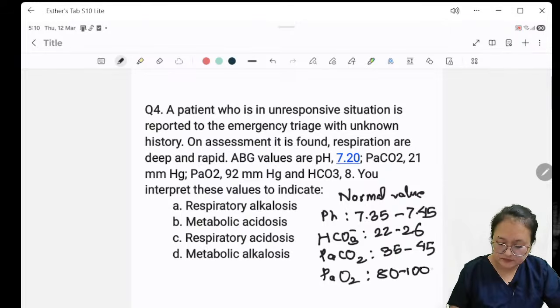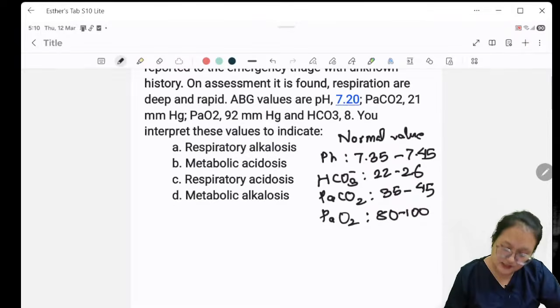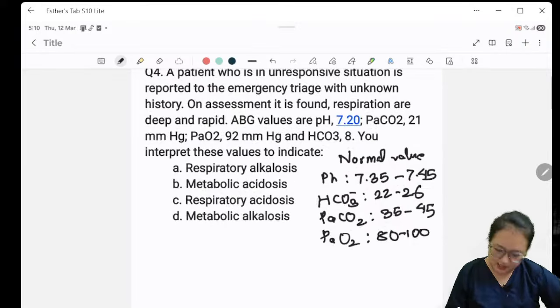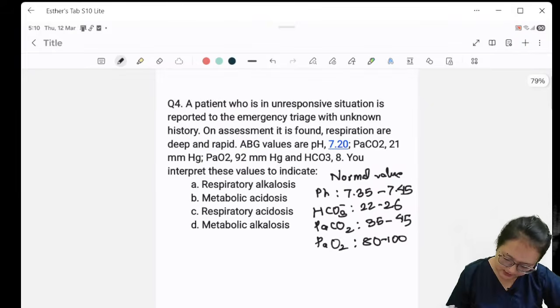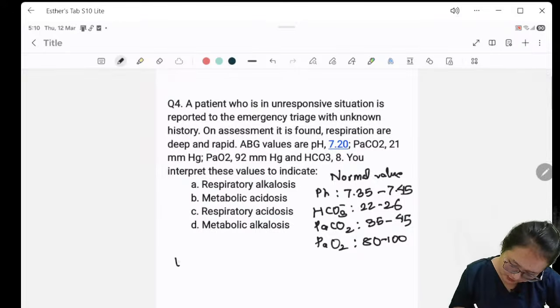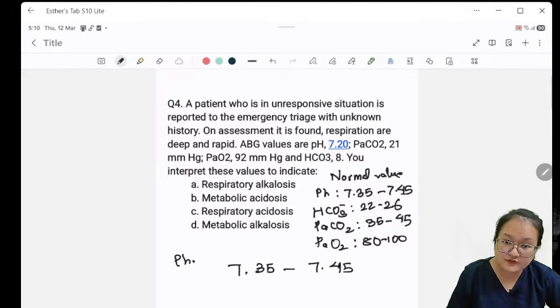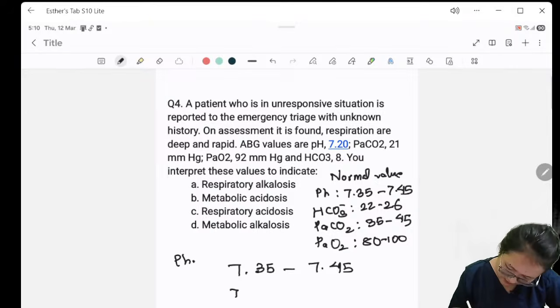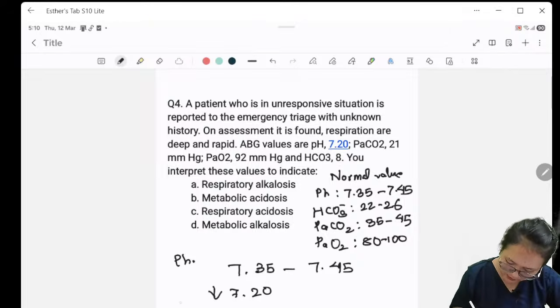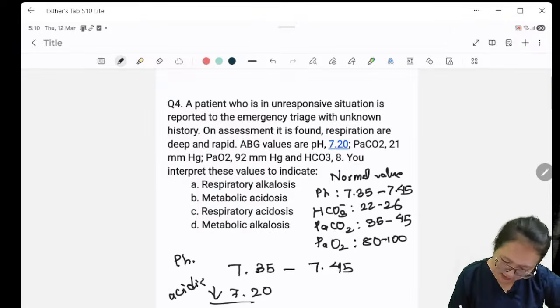Next, first we have to see whether it's acidic or alkaline in nature. First we have to see the pH. We already know that the normal value is 7.35 to 7.45. The value here we got is 7.2, which is lesser than 7.35, which means acidic. So the right answer will be either B or C.